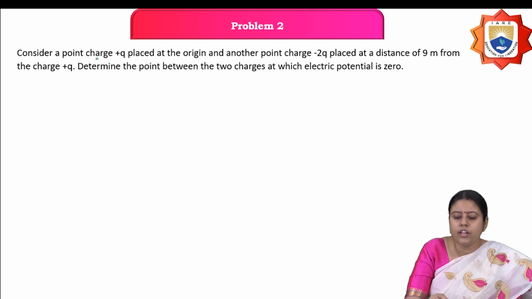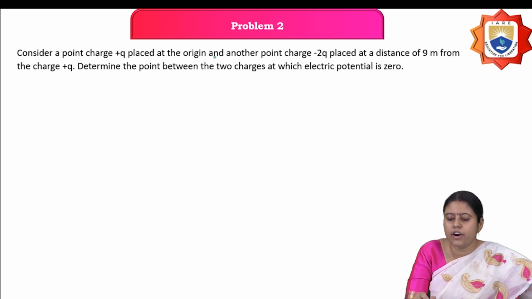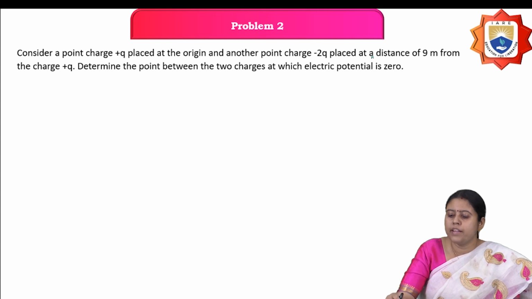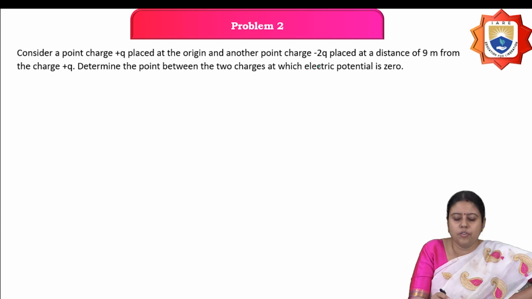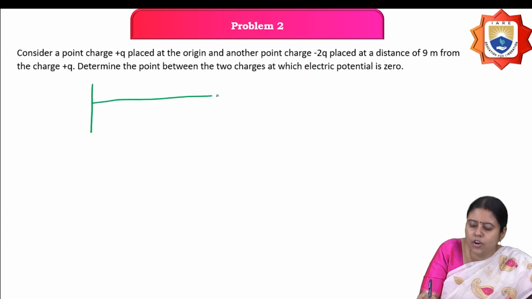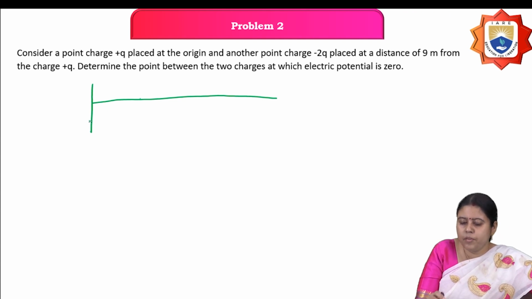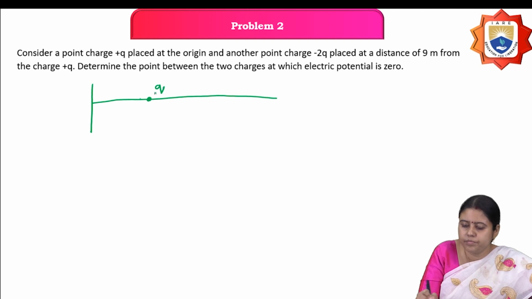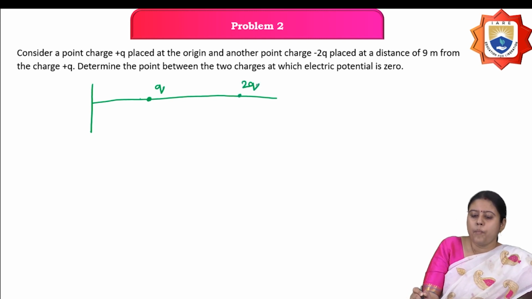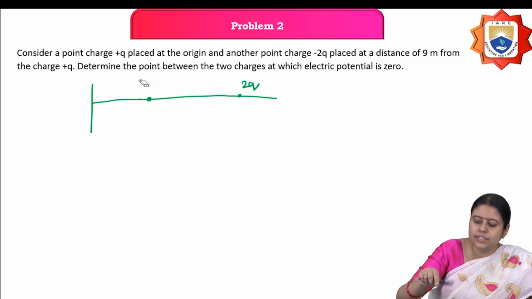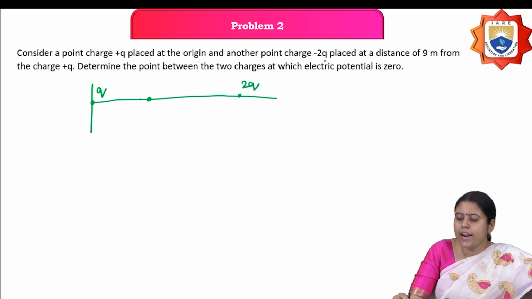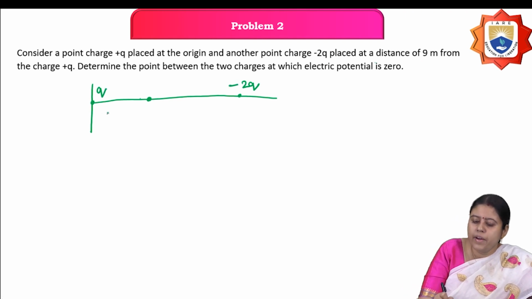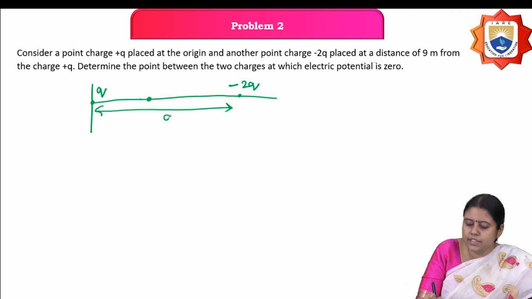So what is the problem? Consider a point charge plus Q placed at the origin and another charge minus 2Q placed at a distance of 9 meter from the charge plus Q. Determine the point between the two charges at which the potential is 0. So there is a point we have from the origin. We have placed one charge Q at the origin and another charge minus 2Q at a distance of 9 meter from it. So this is the 9 meter.